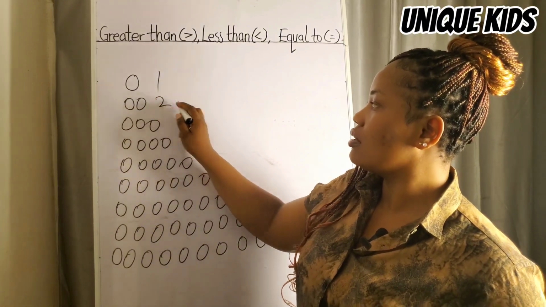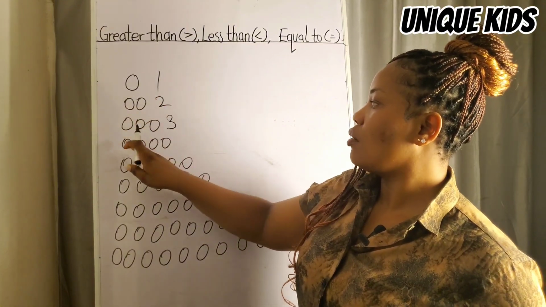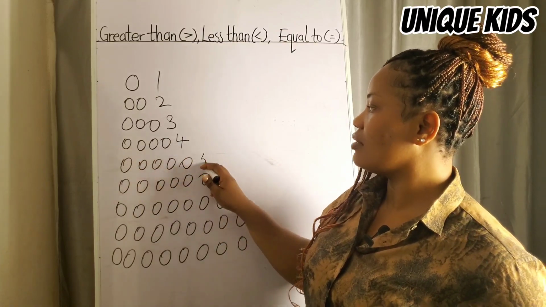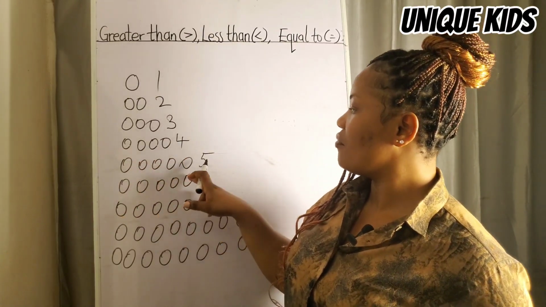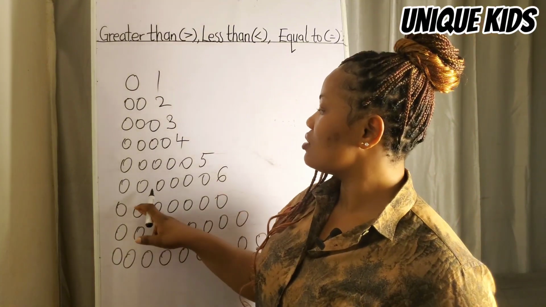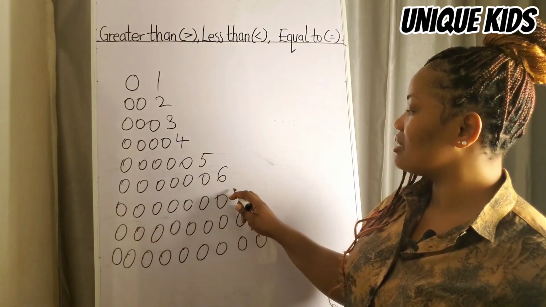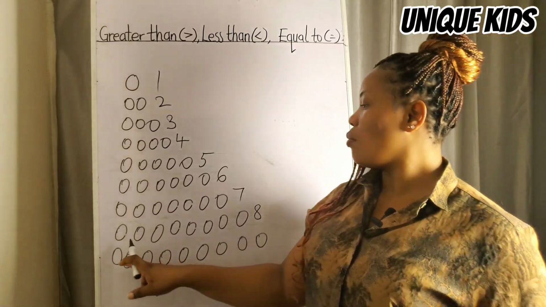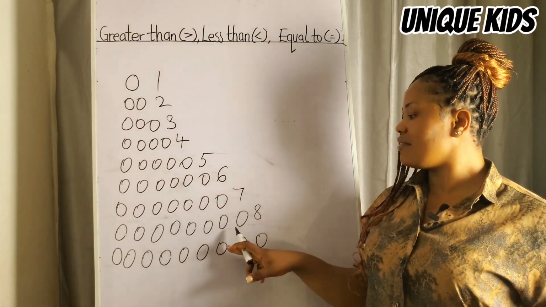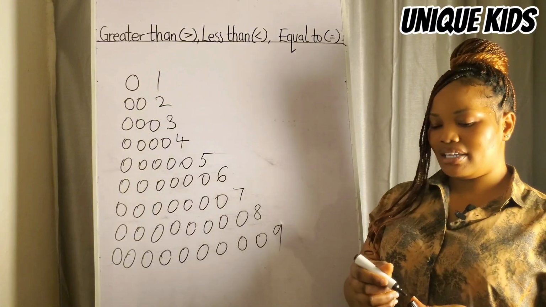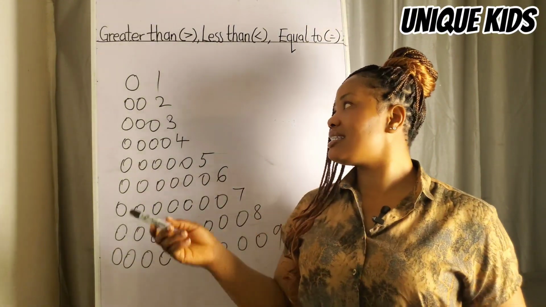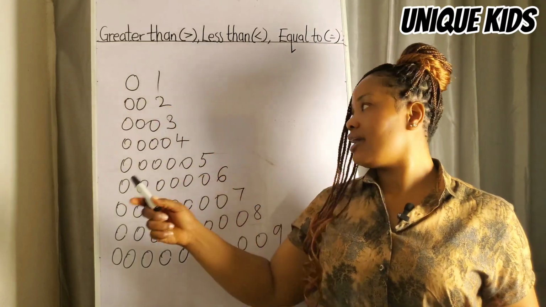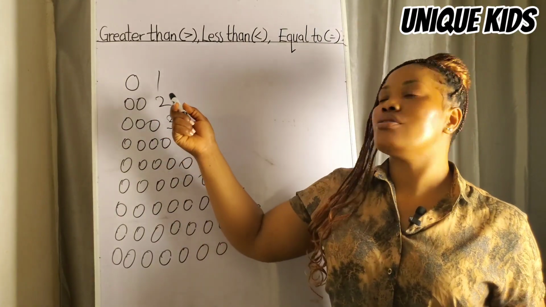1, 2. 1, 2, 3. 1, 2, 3, 4. 1, 2, 3, 4, 5. 1, 2, 3, 4, 5, 6. 1, 2, 3, 4, 5, 6, 7. 1, 2, 3, 4, 5, 6, 7, 8. 1, 2, 3, 4, 5, 6, 7, 8, 9. Okay, so you can tell that 2 is more than 1, 3 is more than 2 and 1.